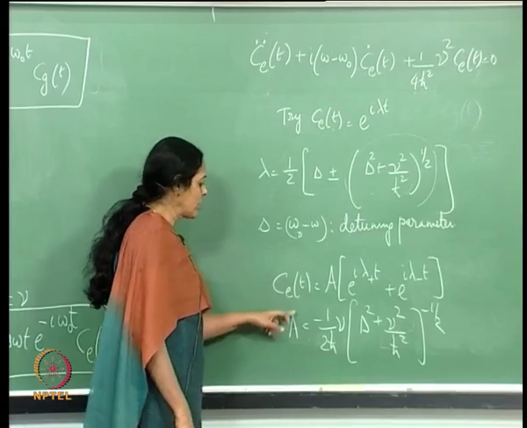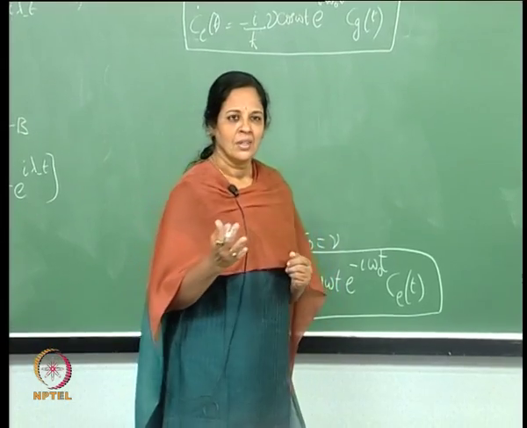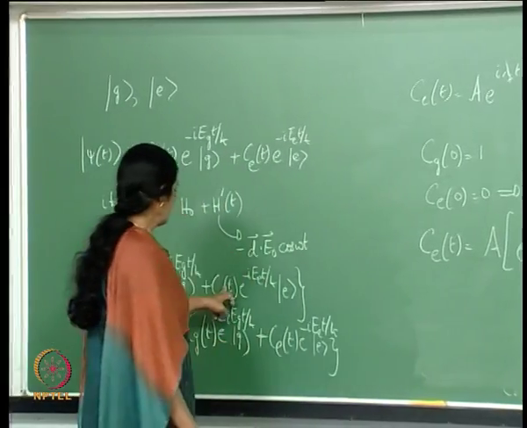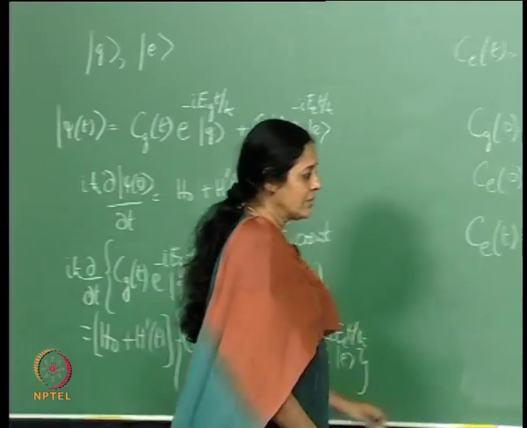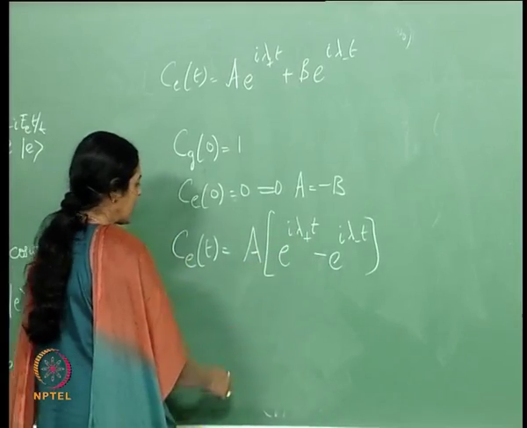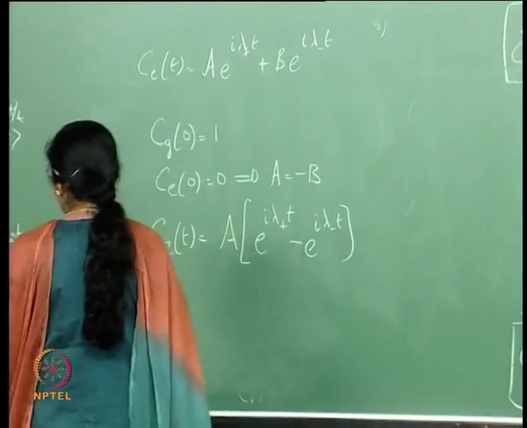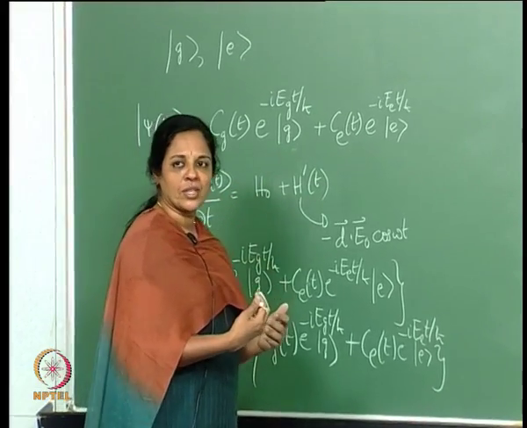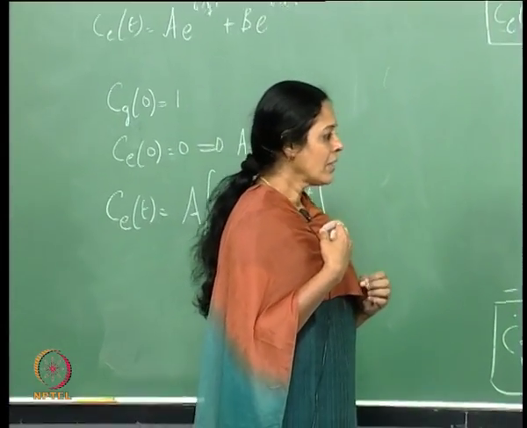Now, given Ce of t, one can always find Cg of t up to a phase, because modulus Ce squared plus modulus Cg squared should be equal to 1 as the wave function is normalized to 1. So, I can substitute for A, substitute for the lambdas, and I have an expression for Ce of t, and therefore for Cg of t, and therefore for psi of t. Now, this is what I have for a solution for psi of t. What does this tell me? It tells me a very important thing.